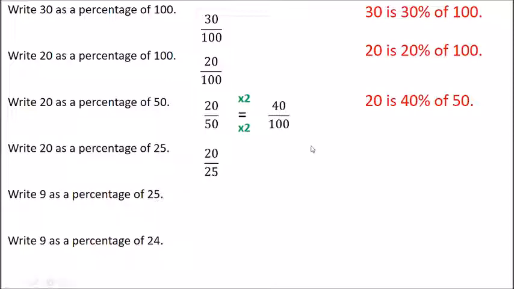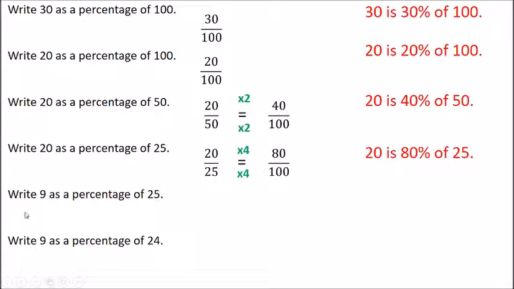Okay, so we have 20 out of 25, but we don't want it out of 25. We want it to be out of 100 because percent means per 100. So what calculation takes me from 25 to 100? Well, I'm going to multiply by 4. Whatever I do to my denominator, I need to do the same to the numerator to keep those fractions equivalent, which means that 20 is 80% of 25.